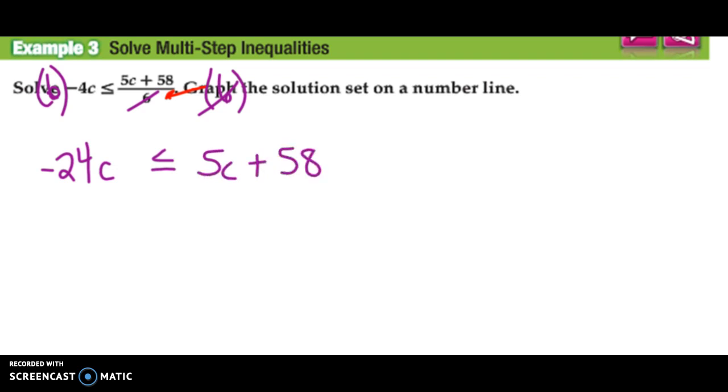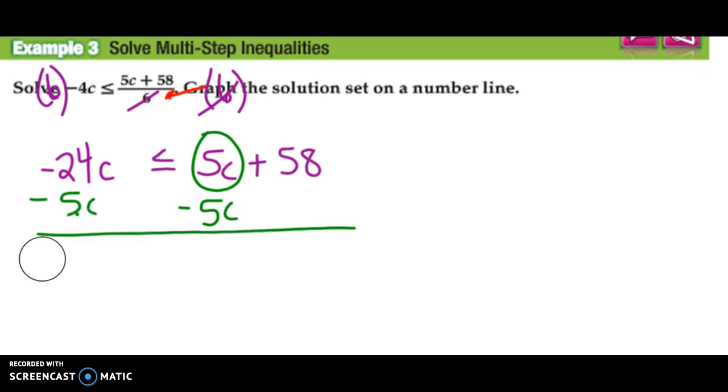So now that I'm to this point, I have c's on one side and I have c's and numbers on the other side. So I want to get c's all on the same side. So how do I move this plus 5c to the other side? I have to subtract it. So I subtract 5c from both sides. So I get negative 29c is less than or equal to, okay, 5c minus 5c goes away, 58.